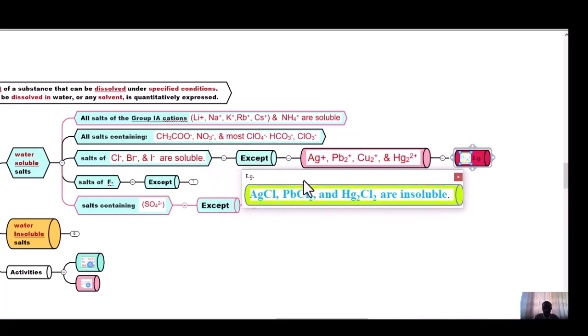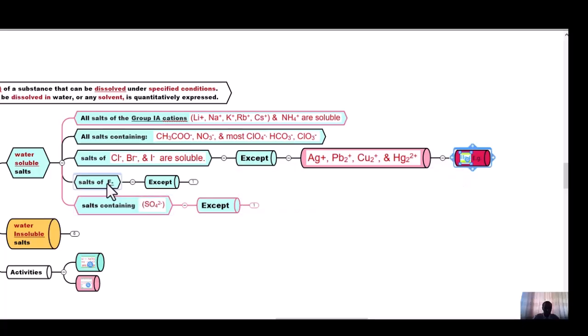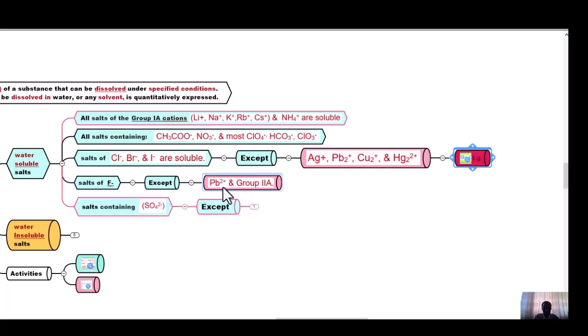As an example, silver chloride is not soluble in water. Lead chloride and mercury chloride are also not soluble in water. Salts of chloride, bromide and iodide are all soluble in water except chlorides, bromides or iodides of silver, lead and copper or mercury. Another rule is salts of fluoride. All salts of fluoride are dissolved in water except salts of lead and group 3 cations. That means lead fluoride is not soluble in water.